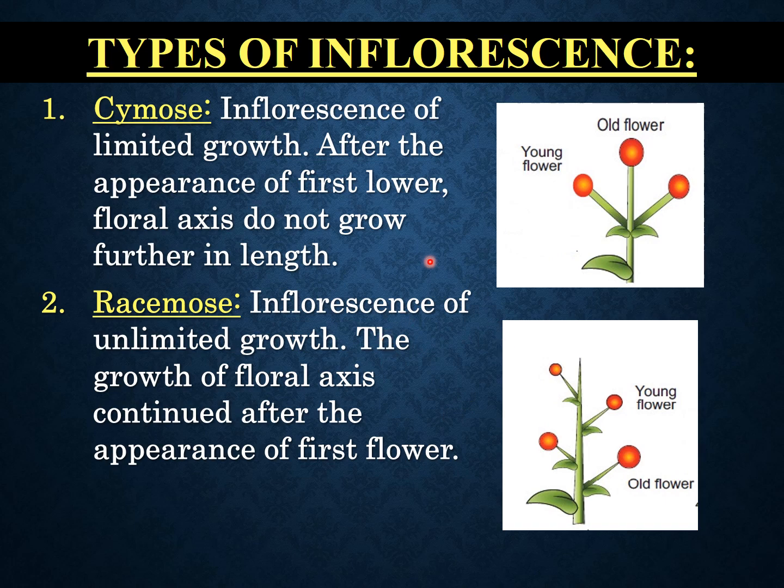In cymose inflorescence, the older flowers occupy the central position in the inflorescence, while racemose is the type of inflorescence in which the flowers are arranged around a central axis, which may be elongated in some cases while much reduced in other cases. The younger flowers occupy the upper position if the central axis is elongated, and the central position if the axis is reduced. And the older flowers are present on the lower part of the peduncle.